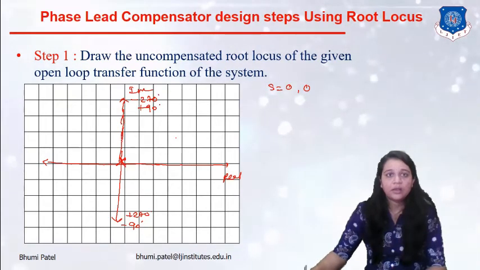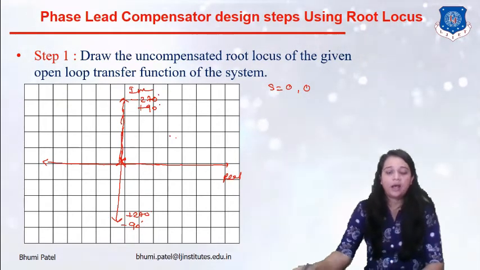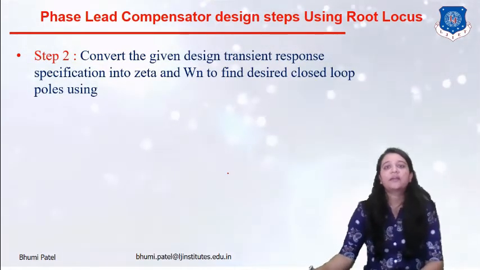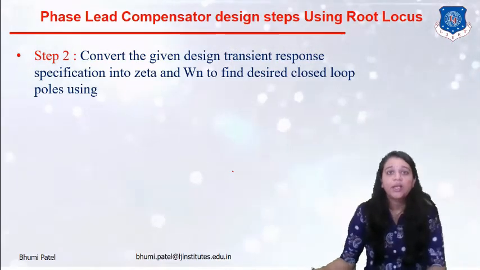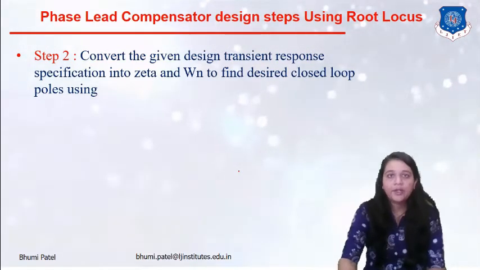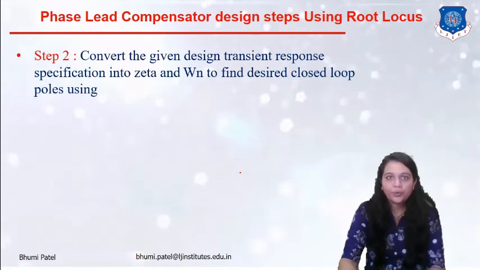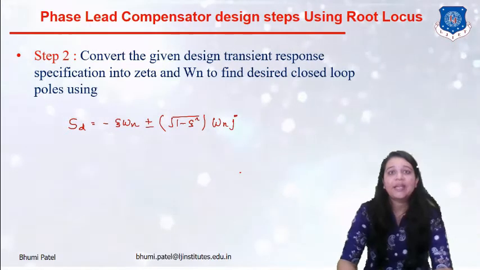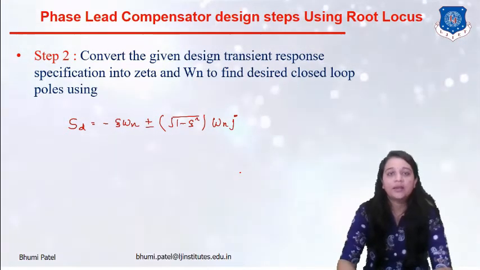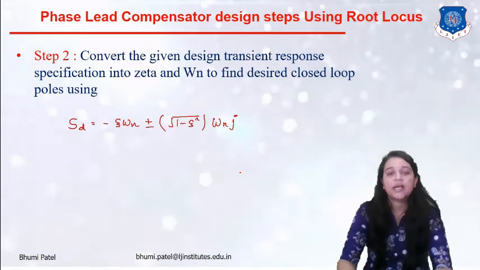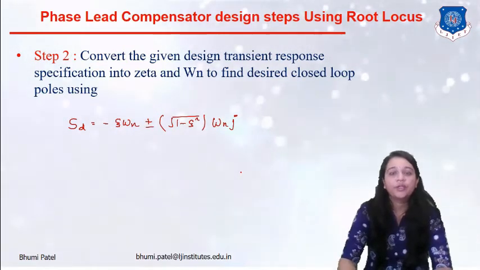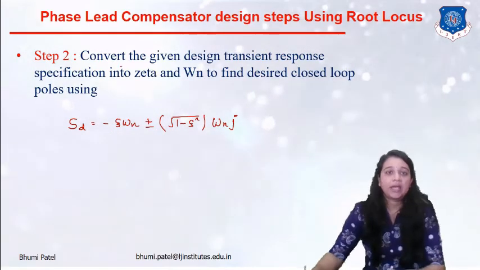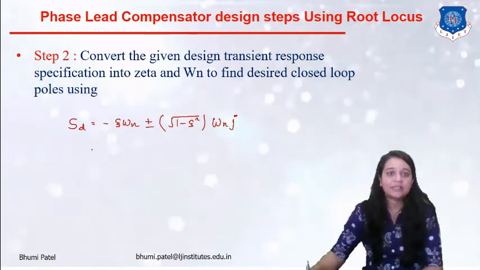So this is my uncompensated root locus. Now the next step is to convert the given design transient response specification into zeta and omega n to find the desired closed loop poles using the equation s_d is equal to minus zeta omega n plus or minus under root of 1 minus zeta square omega n into j. So first of all, we have to find the value of zeta and omega n for this s_d value.